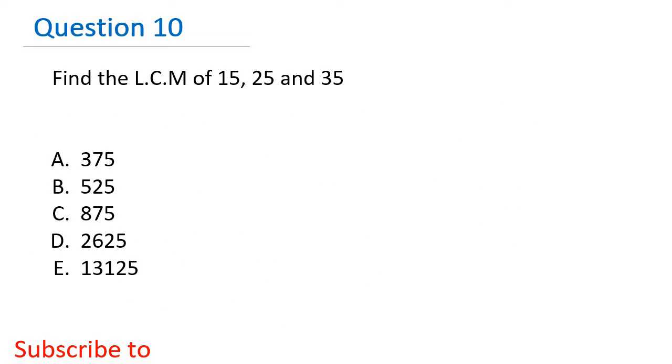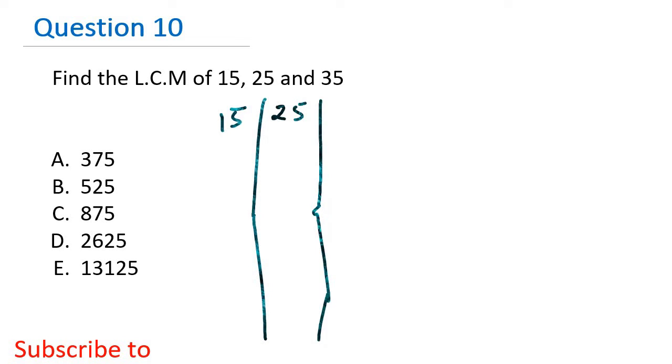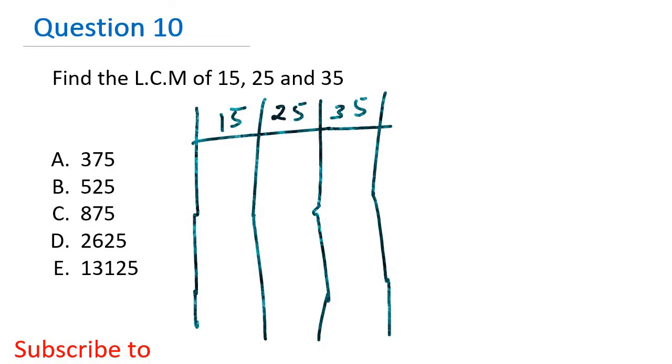Question number 10 says, find the LCM of 15, 25, and 35. Questions on LCM are usually very, very easy. You can just get your answer straight up just using multiples of the biggest number, but I'm still going to solve it for the sake of those of you that may still be struggling with LCM. So the first thing we need to do is to start with the smallest number that can divide any of the numbers involved. So I'm going to work with 3.